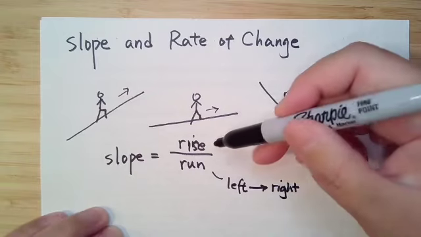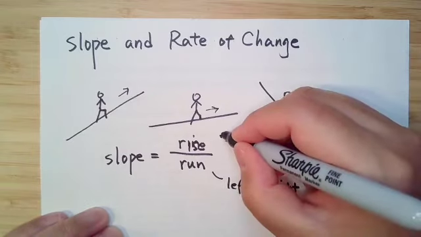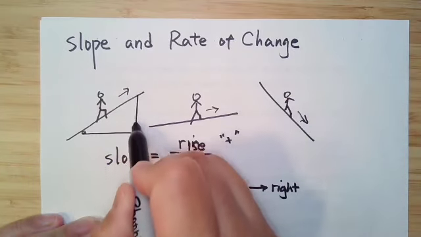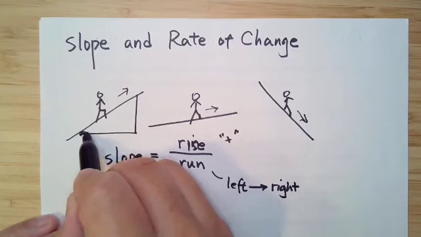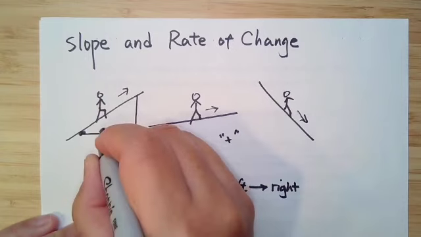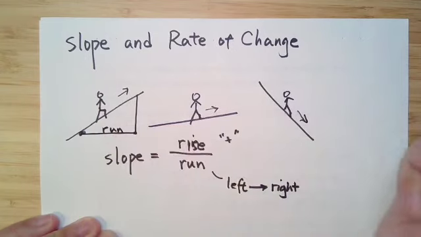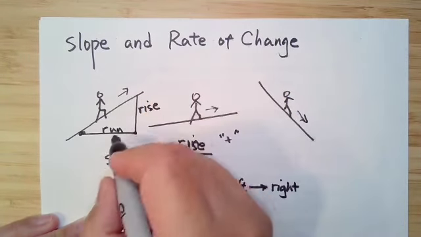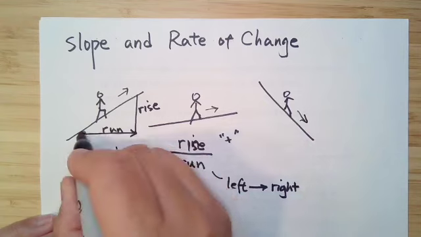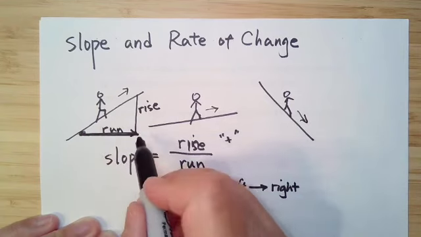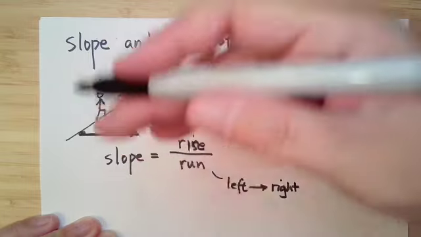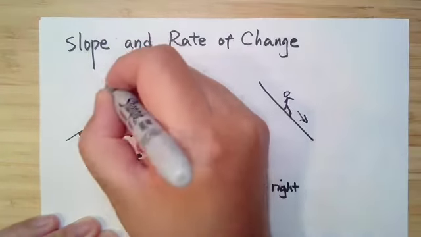And then the rise sometimes could be positive. Let's see. If you go from this, this is a run. We call this run. I call this rise. Now in this case, run is always from left to right. So from here to here is positive, and rise is positive because it's going up. Therefore, this is a positive slope.